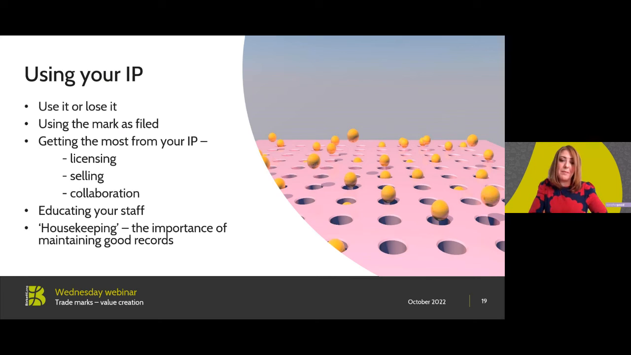Because that would likely impact on your protection and anything that's required of you to make sure that your IP is working for you, if your staff are undermining that perhaps without their knowledge. So we really do recommend educating your staff on any agreements entered into, and not just keeping it at top level. So finally, housekeeping and the importance of maintaining good records.